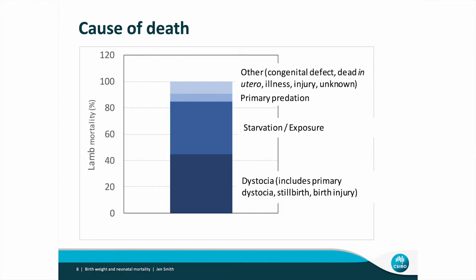We also didn't try to separate starvation from exposure because externally they can be quite similar. And so we've lumped them in together, and they account for about another 40% of mortality. And the other things like primary predation and all of those other peripheral causes of death make up only 10 to 15% of the total mortalities.